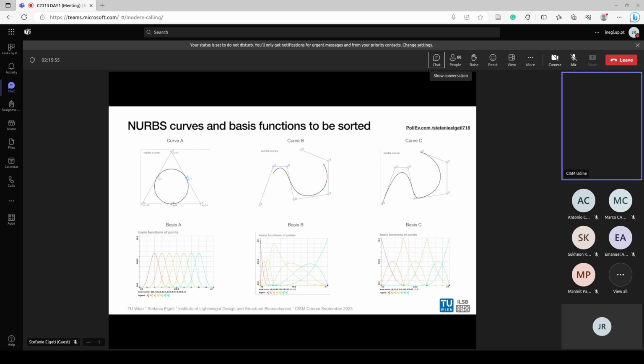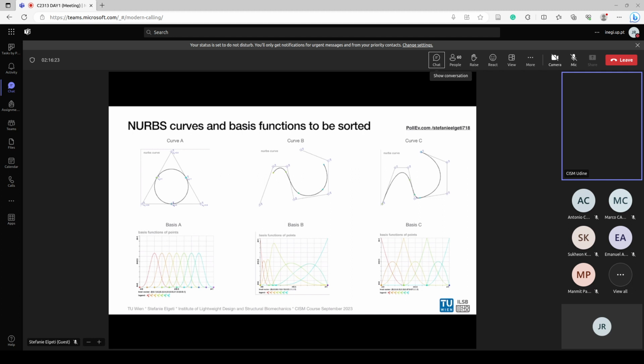So let's start with this case. Here, the basis functions never touch the value of 1. So we do not have this feature that we saw with the Bezier curves, that the first and the last basis function actually reaches the value of 1. So this means that the first and last control point will not be interpolated. So this is true for curve B.